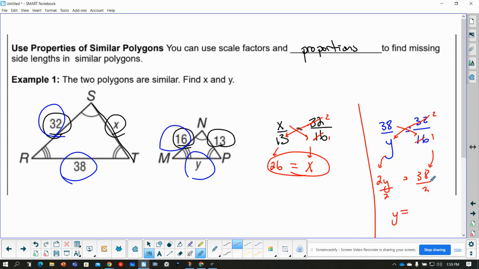Let's see, 2 goes into 38. I should grab my calculator, but I think I can do this in my head. I think 19 times. 19 times 2, 38. Yeah, that'll work. So there I've got my X is 26, my Y is 19. This is where similar polygons become useful, because if the shapes are similar and you've got one pair of sides that matches up, you should be able to find any of the other missing sides by using these proportions.